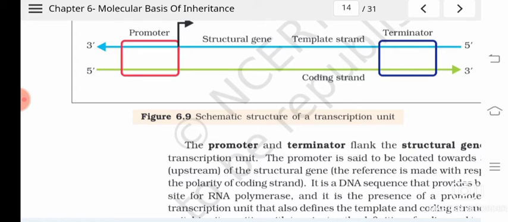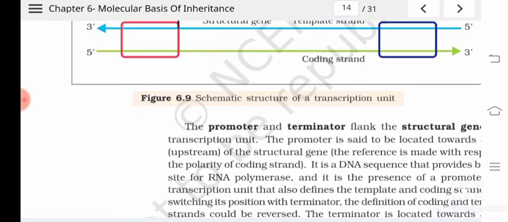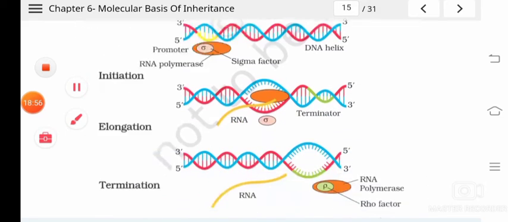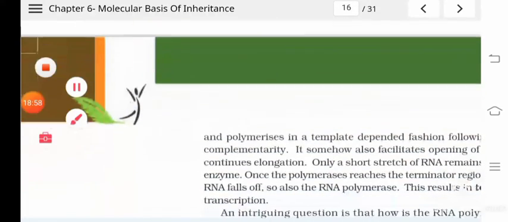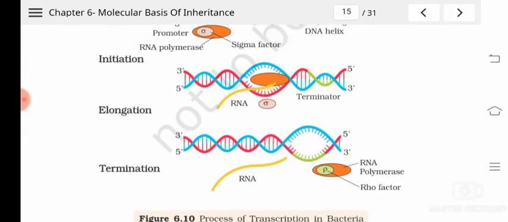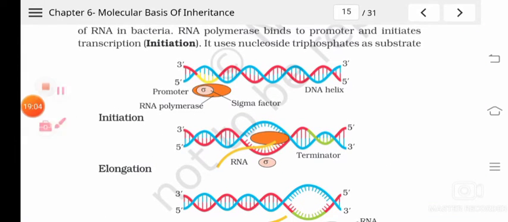Okay, and the other strand will not be coding or will not be acting as the template, and that is known as the coding strand, which is in the 5' 3' direction. Okay, now transcription takes place by 3 different steps. First is initiation, second is elongation, and the third is the termination. Understood? So during initiation, what happens is the RNA polymerase will come and join to the promoter site.